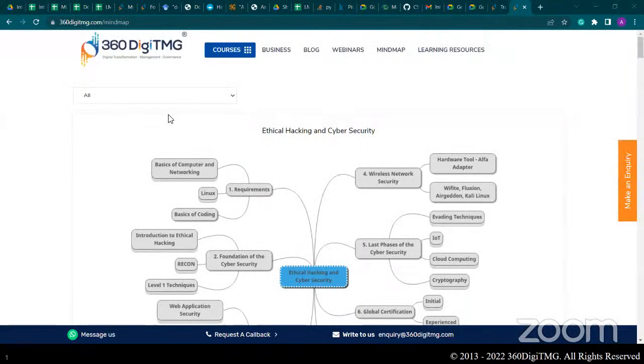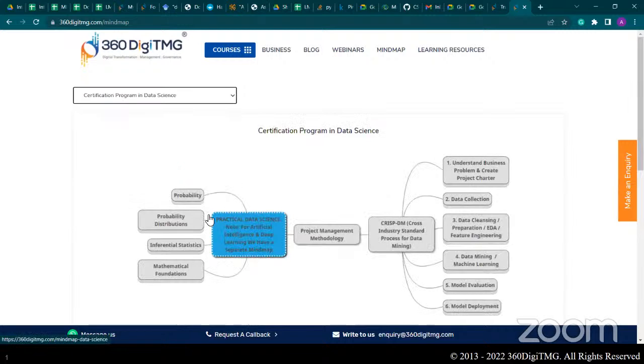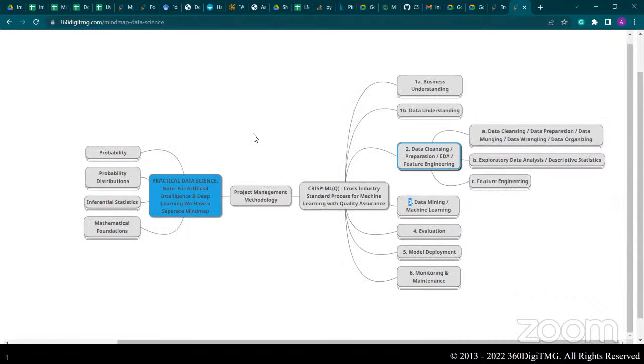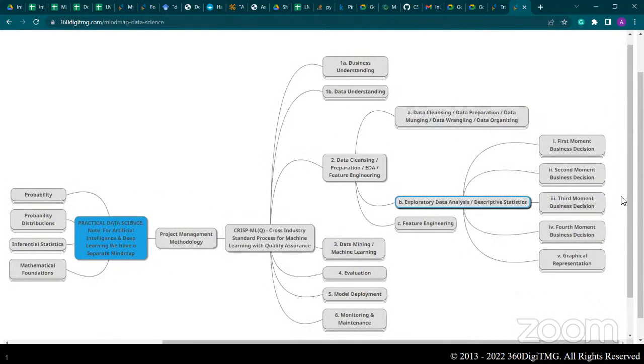So let's take a look at the various forms of EDA. So in EDA, we also do something called descriptive statistics. These descriptive statistics refers to the 4-moment business decisions that we were talking about. So the first moment is all about central tendency.